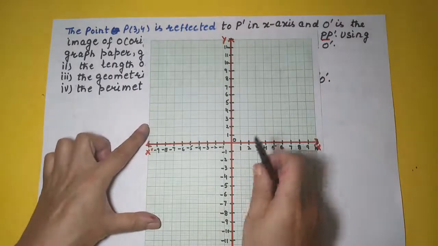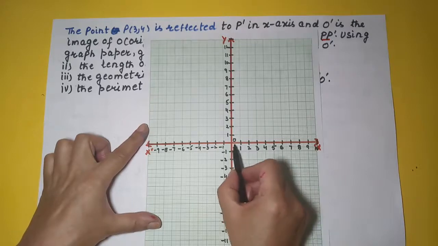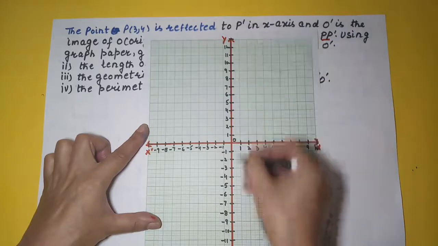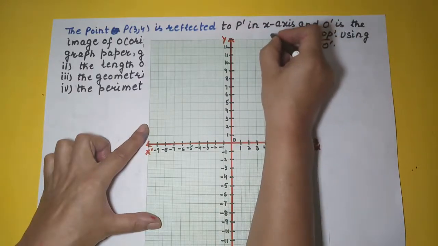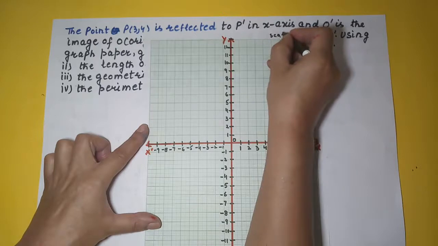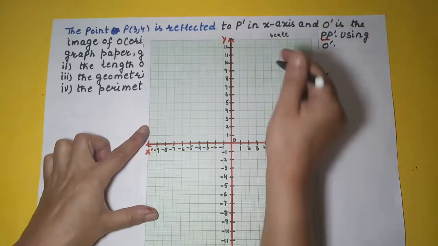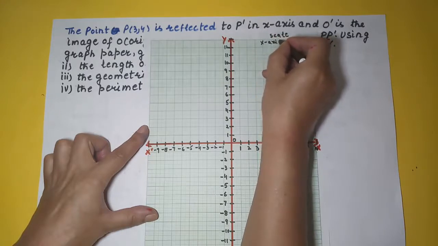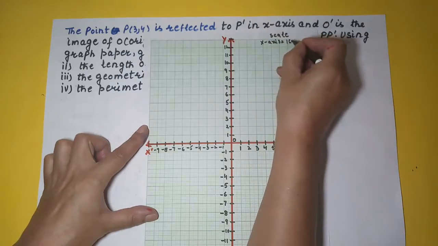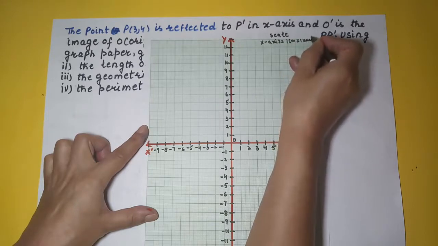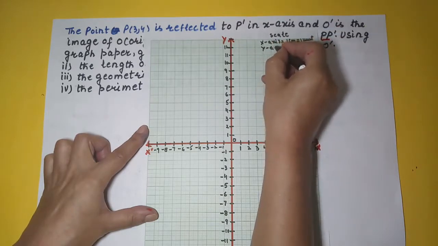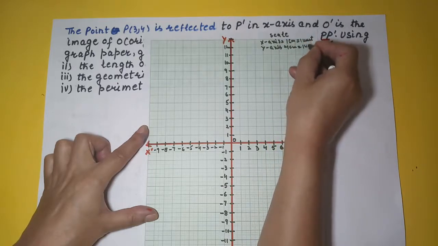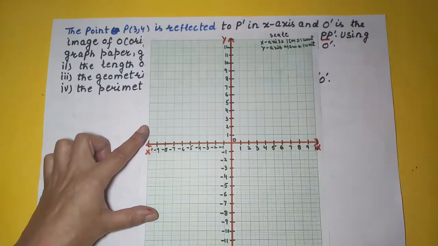So I have created a scale of my own, 1 centimeter equal to 1 unit, both along the x-axis as well as along the y-axis. So what is the first thing I have to do? I have to write the scale on the top right hand side part. So along the x-axis, I have kept 1 centimeter equal to 1 unit, and along the y-axis, I have 1 centimeter equal to 1 unit. Same scale I have kept on both the axes.